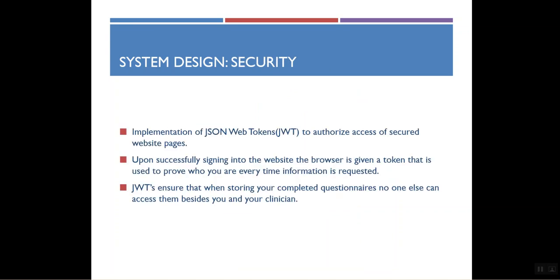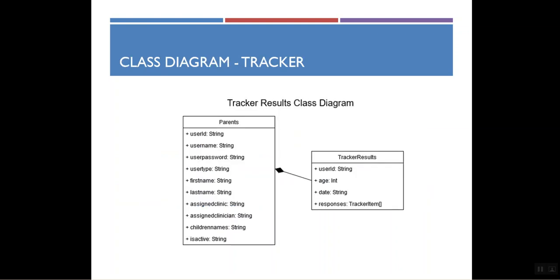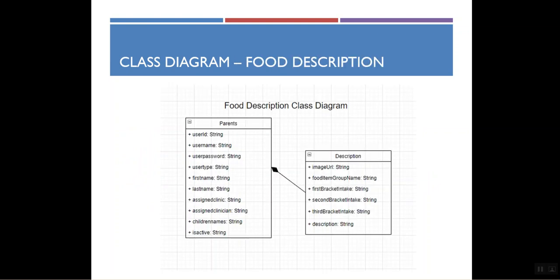And the security is a way for the user authentication system to track and put together parents and clinicians, and tie which questionnaire goes with which clinician, which parent, what can they view, and those types of things. So that was addressed with the security side of the user authentication system. This is a class diagram for the tracker with parents in mind, and this one's the same but for the food description, which led to the recommendations page.